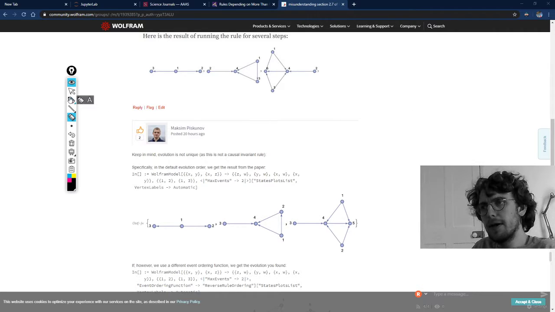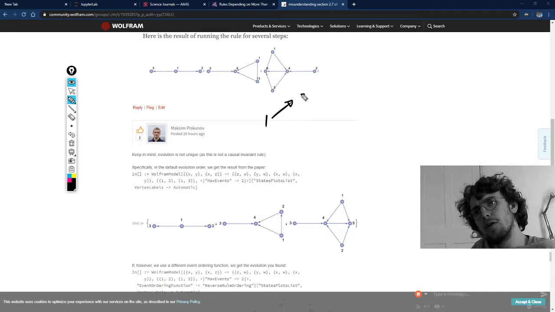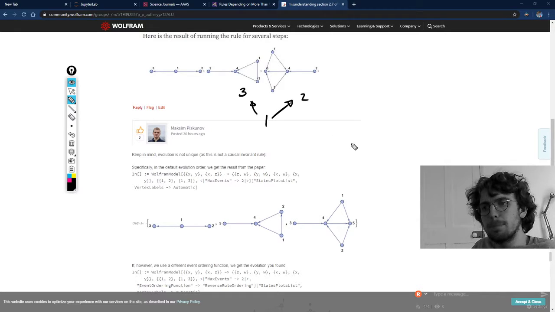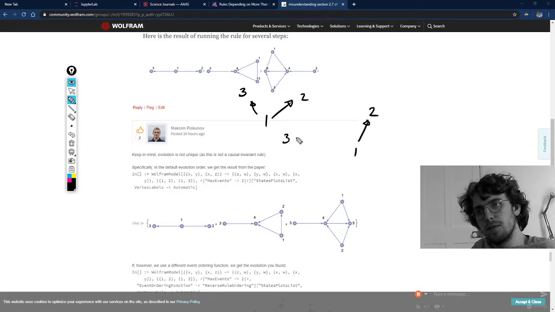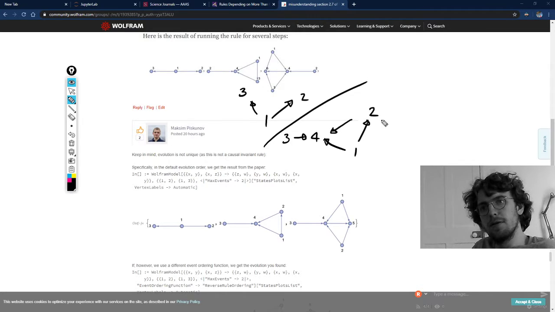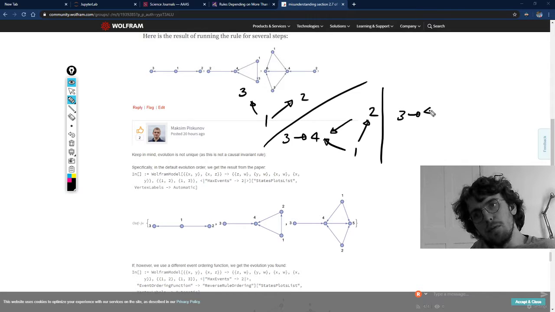That's not what we've got here. So let's try it again with numbers. Got 1 to 2 and to 3. One is eventually going to go to 2, so let's just do that now. 3 is going to go to 4. 1 is going to go to 4. 2 is going to go to 4. And then 3 is still going to go to 4. 2 is still going to go to 4.